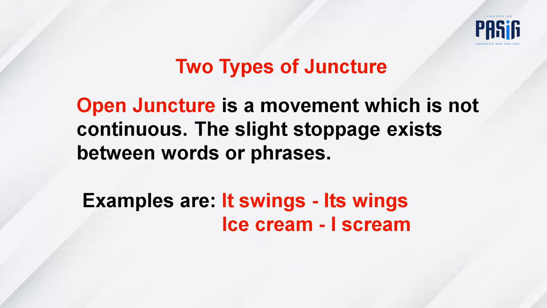The next type of juncture is called open juncture. Open juncture is a movement which is not continuous. The slight stoppage exists between words or phrases. Examples are it swings, its wings, ice cream, I scream. If you notice, when we change the stoppage between words or phrases, the meaning also changes.